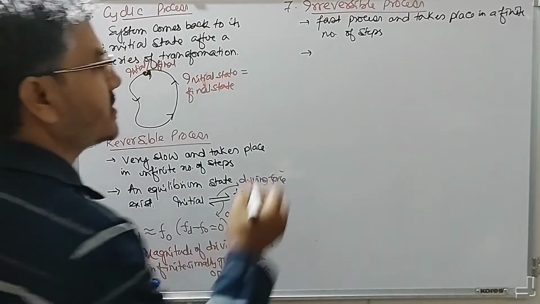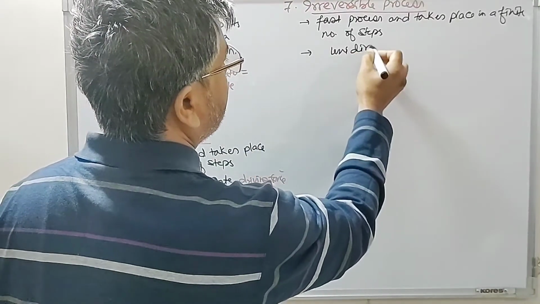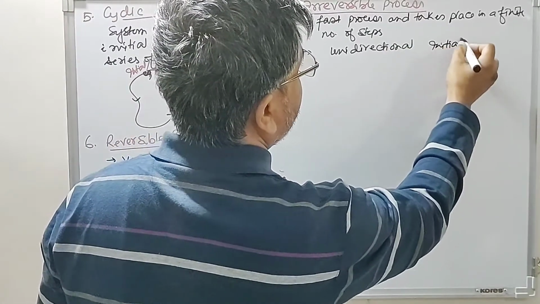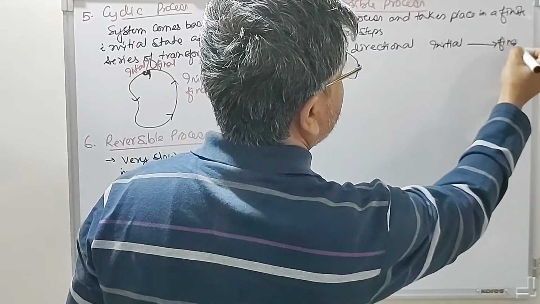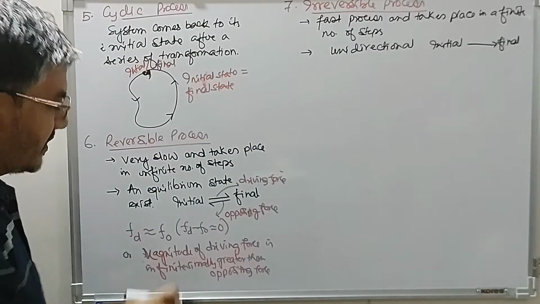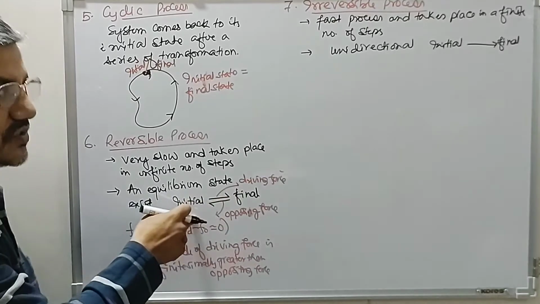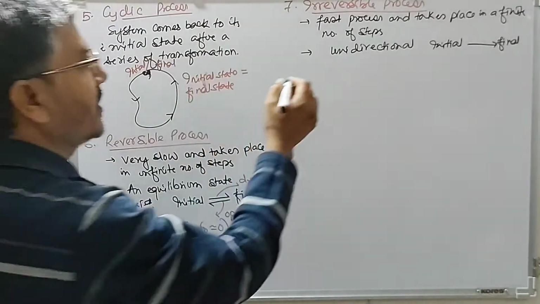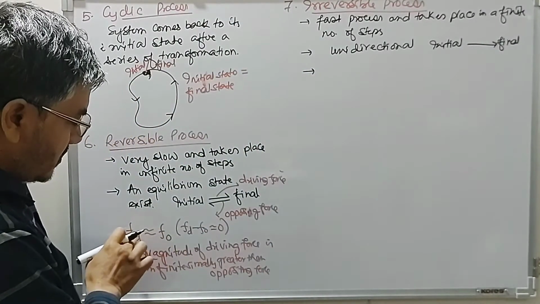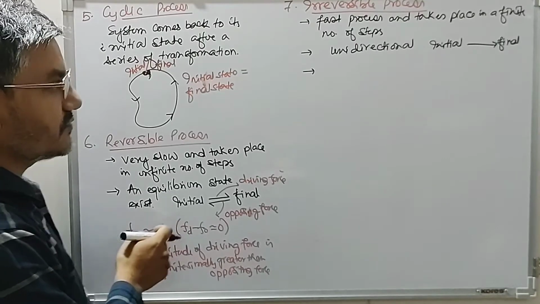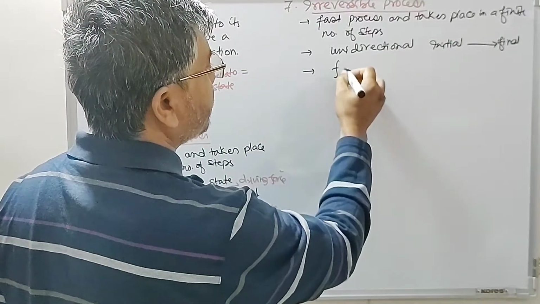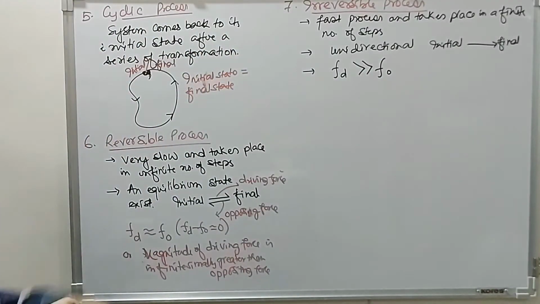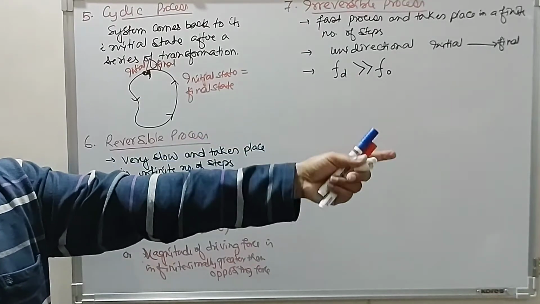Second, this is unidirectional, that is, the initial state is always changing into the final state. This is moving in a particular direction, while the reversible is moving in both directions, initial to final, final to initial. But in the case of an irreversible process, the system is in a particular direction. When we compare the driving force and the opposing force, the magnitude of the driving force is much greater than the magnitude of the opposing force. So this is the reason why this is a unidirectional process.